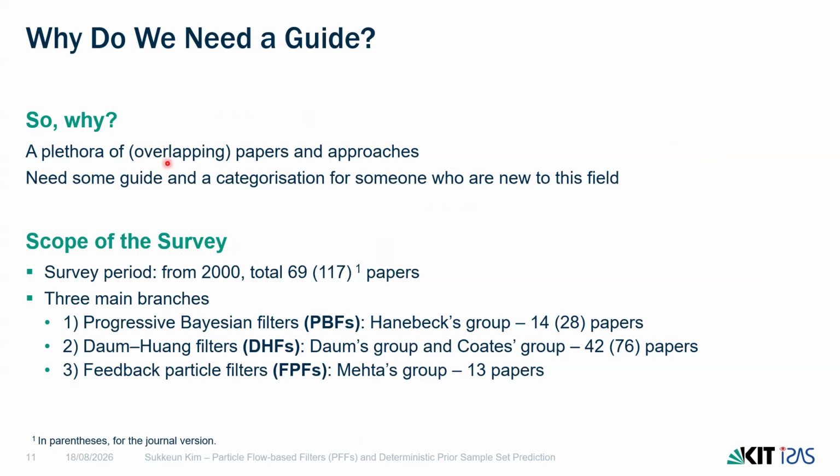We categorize them into three main groups. The first one we call progressive Bayesian filters, or PBFs in short. It's from Hanebeck's group, which is our research group. The second one is the Daum and Huang filters, named the DHF. It's from Daum's group, and some other approaches are from other research groups as well. And the last one is the feedback particle filters, shortened as FPFs, and it's mostly from the Meyn group.